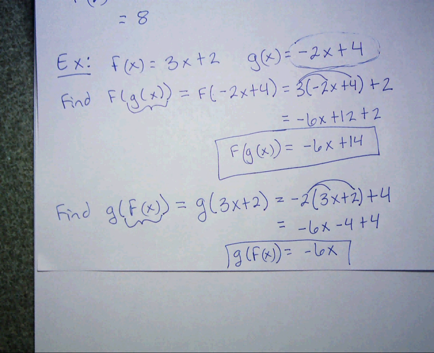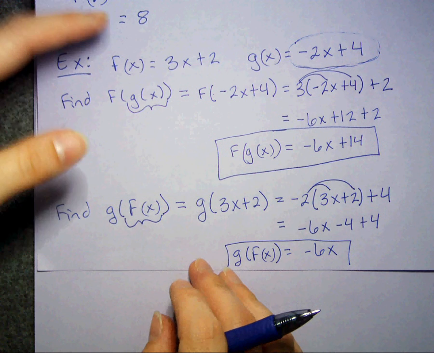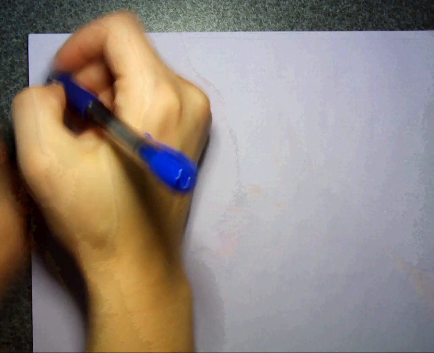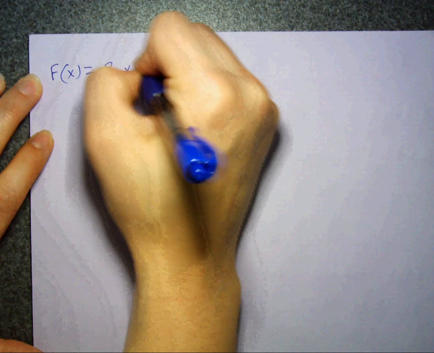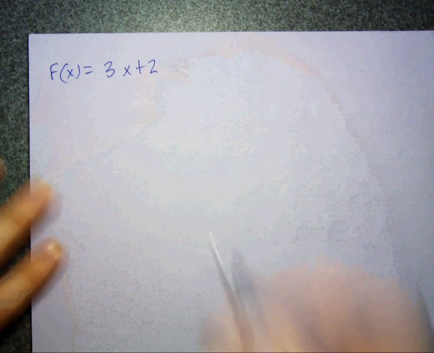Okay? All right, so what is the point of this? Why would anybody do this? Yesterday, we talked about inverses of functions. So let's take a function real quick. I'm going to stick with my 3x plus 2. And let's find that inverse. Find f inverse of x.